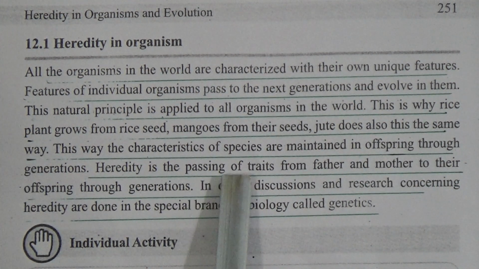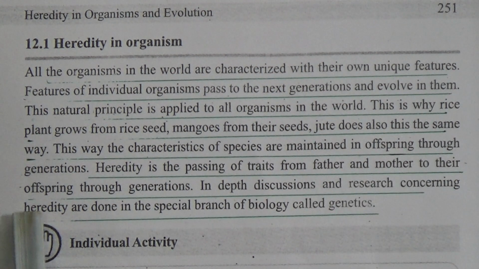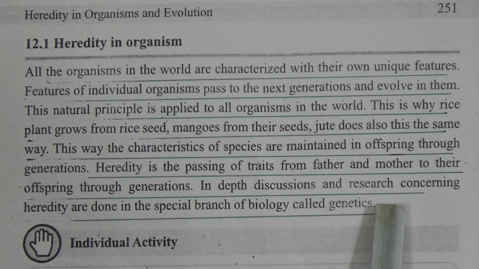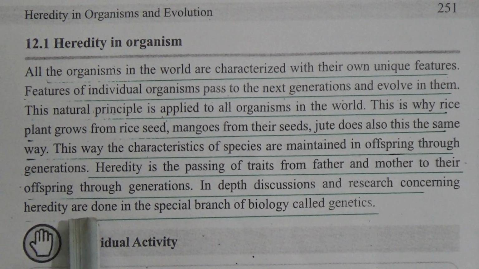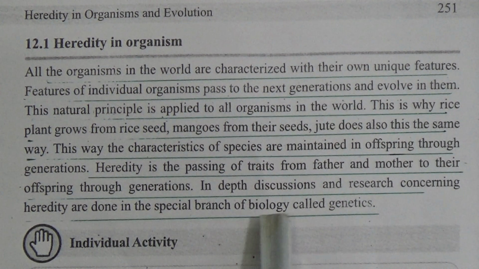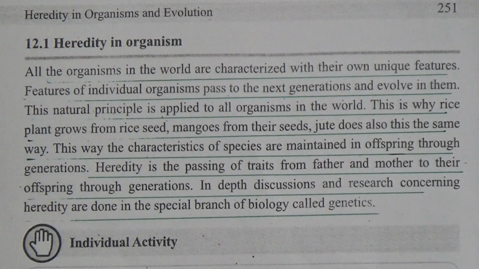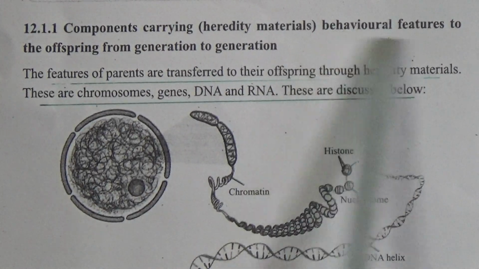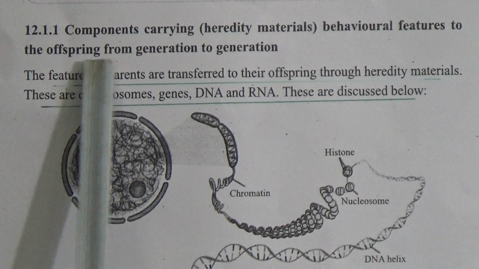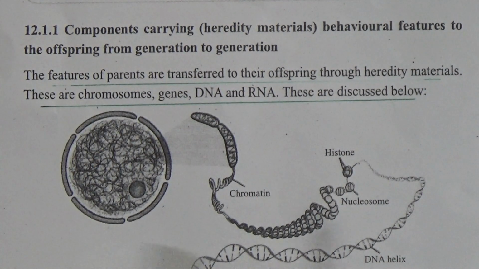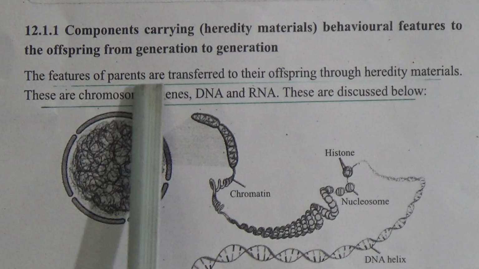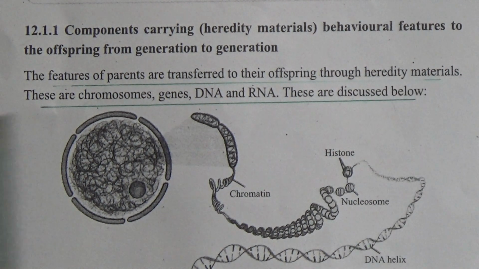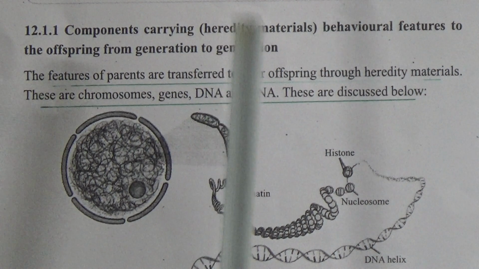Heredity is the passing of traits from father and mother to their offspring through generations. In-depth discussions and research concerning heredity are done in the special branch of biology called genetics. Now come to here, these are the components carrying hereditary materials and behavioral features to the offspring from generation to generation. The features of parents are transferred to their offspring through hereditary materials. These are chromosome, genes, DNA and RNA.